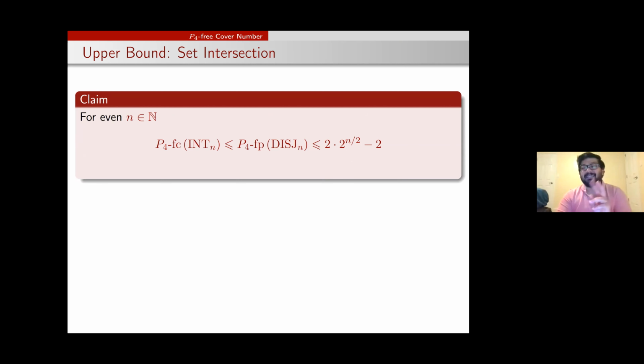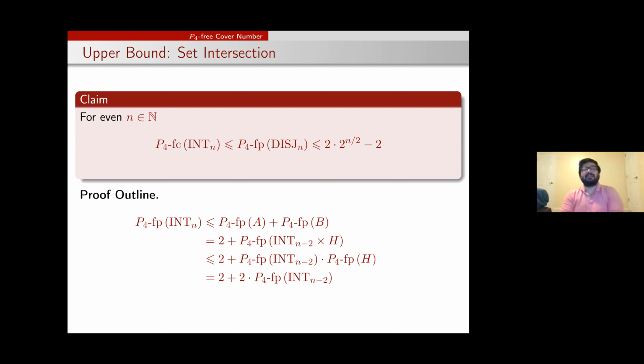This proof needs a small observation that the intersection function or the graph corresponding to it can be broken up into two parts, A and B, such that this graph has a partition number 2, and the second remaining part, B, is a tensor product of intersection of size n minus 2 with a graph H, where H has partition number 2. So this proof follows that outline. And yeah, once someone gives you these structures A and B, this argument is very easy to make.